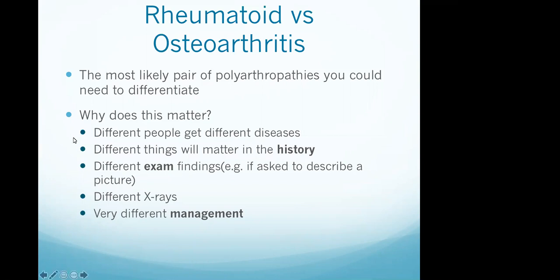So if you get different people, you'll suspect different conditions, you'll get different histories for them, different exam findings. So for example, you can get a picture of hands. So there's some in this PowerPoint, which we'll go through, different x-rays and a very, very different management.